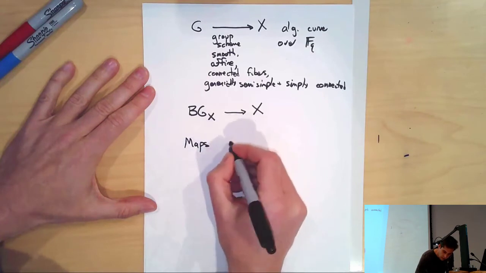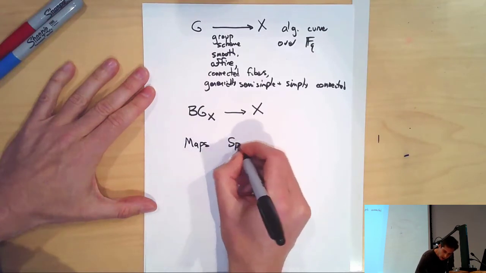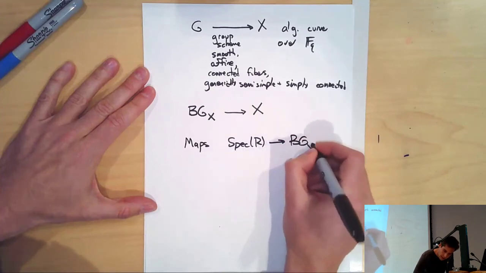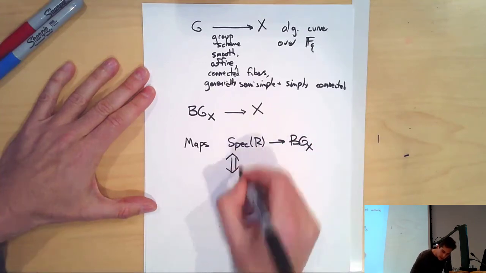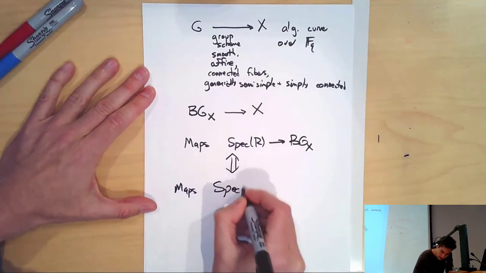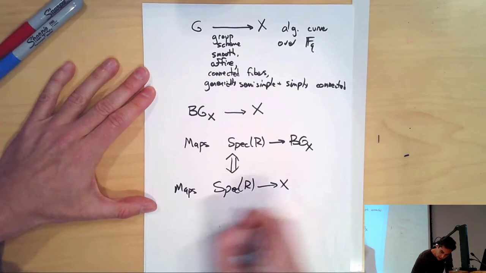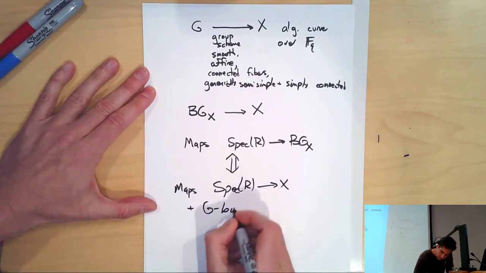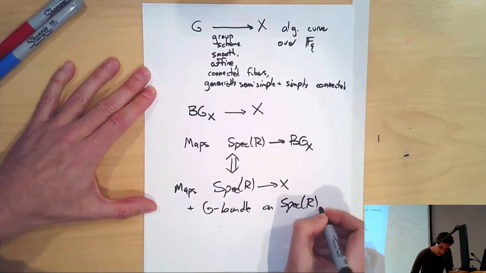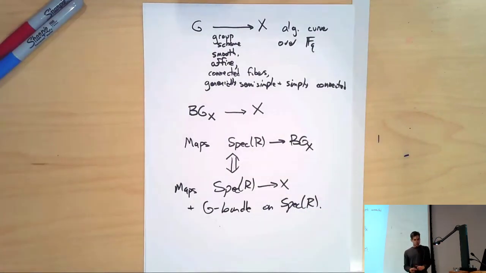If R is any ring, then maps from Spec R into this object that I'm calling BG sub X should be the same data as maps from Spec R into the curve X itself, plus a G-bundle on Spec R. And here, G is a group that lives over X, and therefore it makes sense to talk about a G-bundle on Spec R whenever Spec R maps into X.